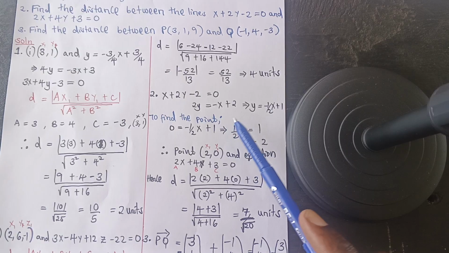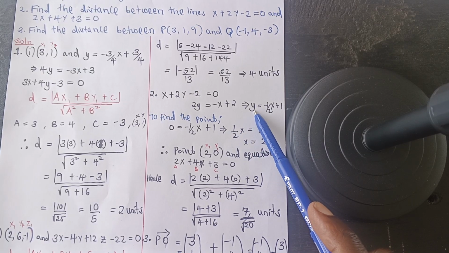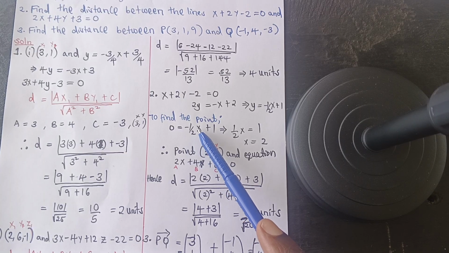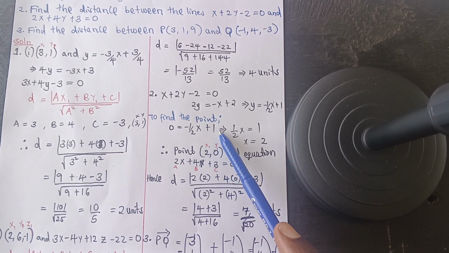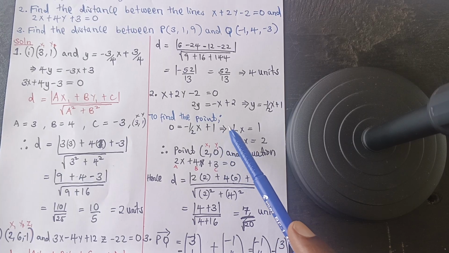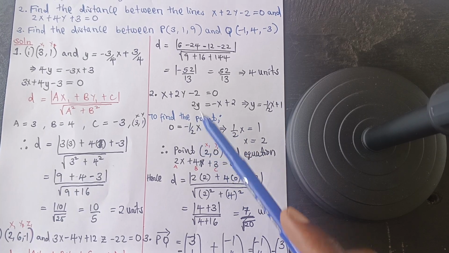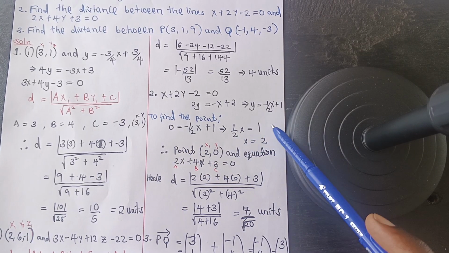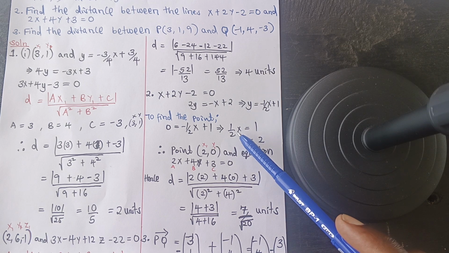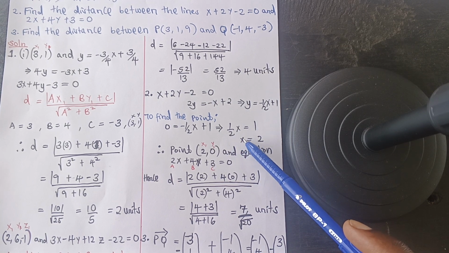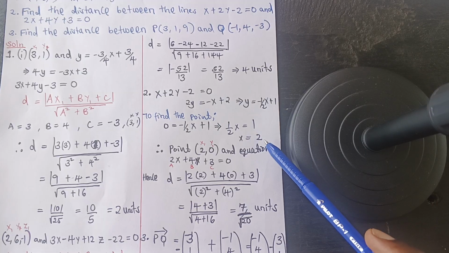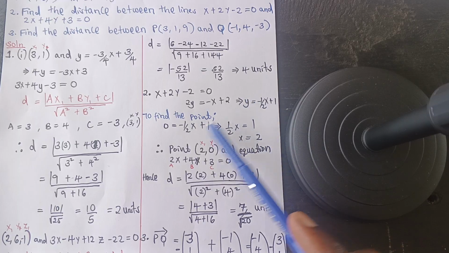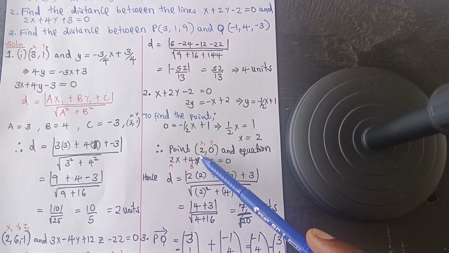To find the point, we are going to take y is equal to 0. So it's going to be 0 is equal to negative 1 over 2x plus 1. If we move it to the left hand side, it's going to be 1 over 2x is equal to 1. So we're going to multiply both sides by 2. So x is going to be 2. So the point is going to be 2 and 0, which is the value of y is 0 and x is going to be 2.